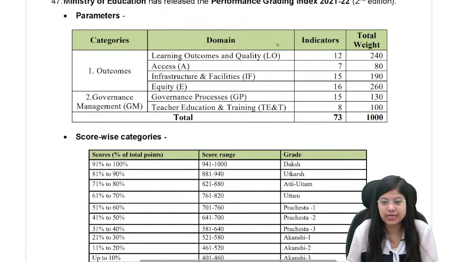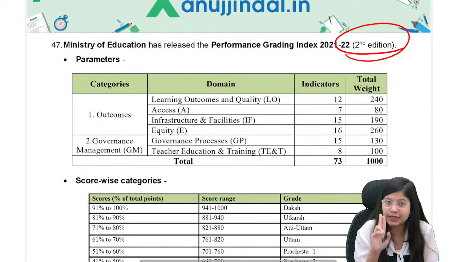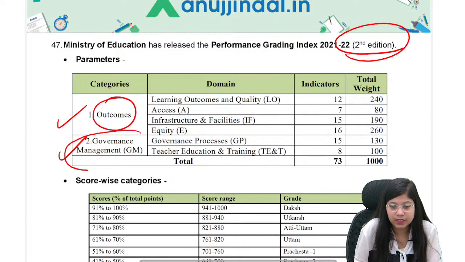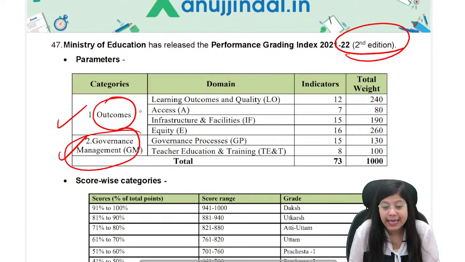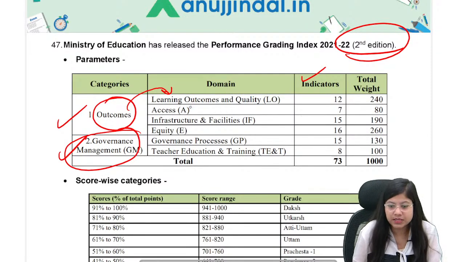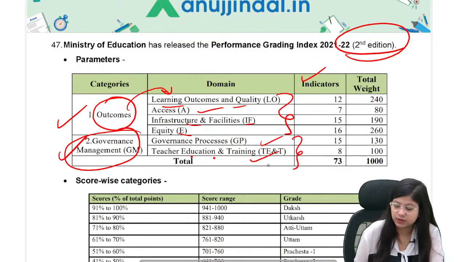The Ministry of Education has released the Performance Grading Index 2021 to 2022, and it is the second edition. Remember, second edition. Now there are two parameters: one is outcome, the other is governance management. In the outcome parameter, we have different domains, and different indicators in the domains. The domains are learning outcome and quality, access, infrastructure and facility, and equity. So these are the outcome categories. Then we have governance processes and teaching and teacher education and training in the governance management category.